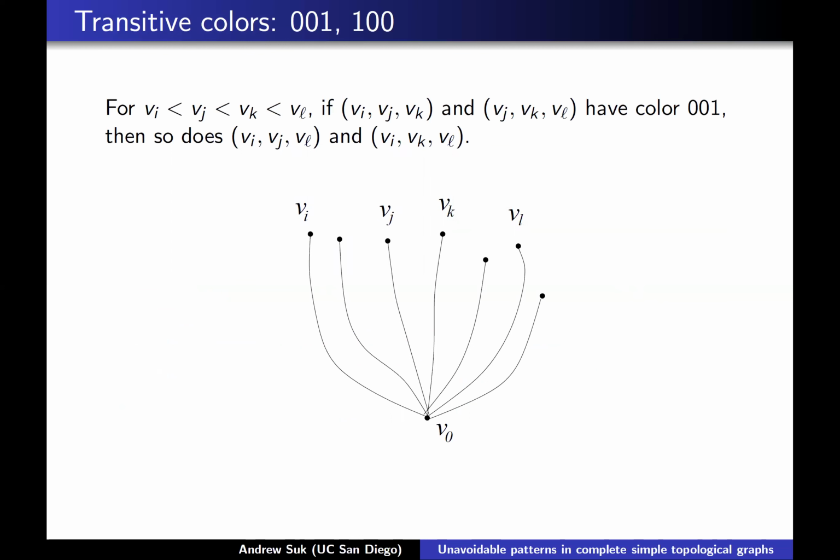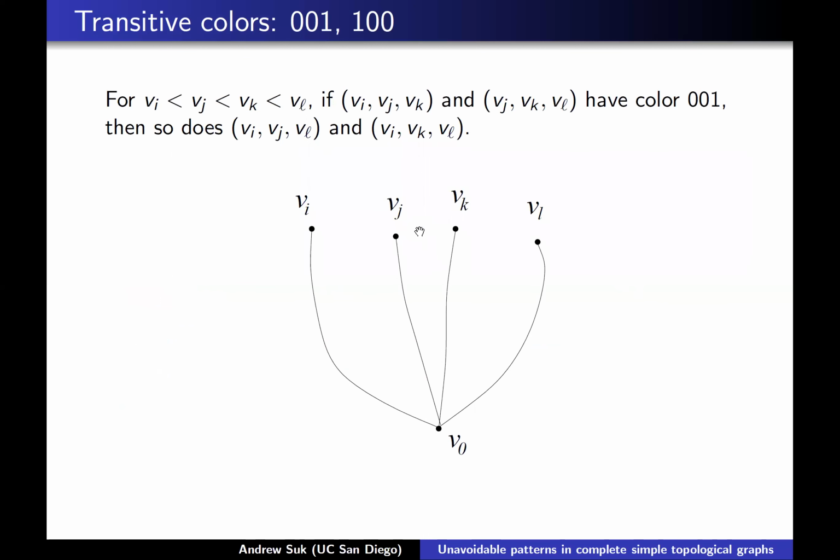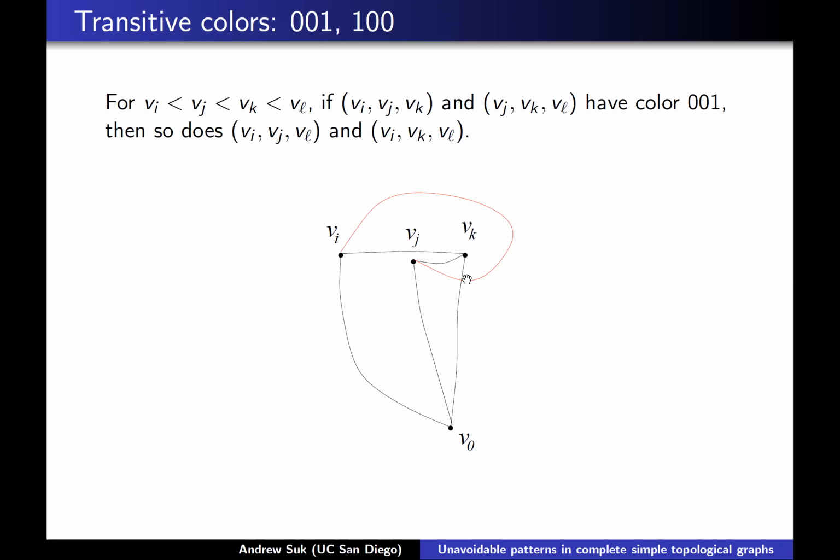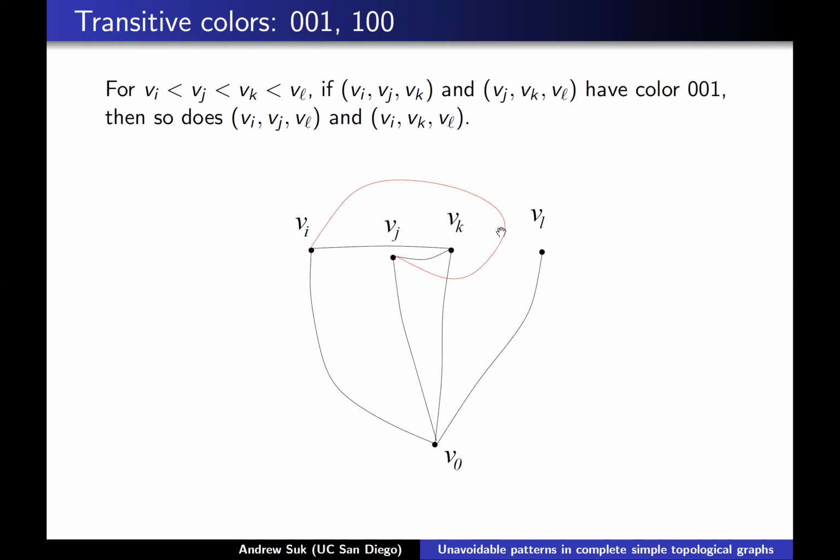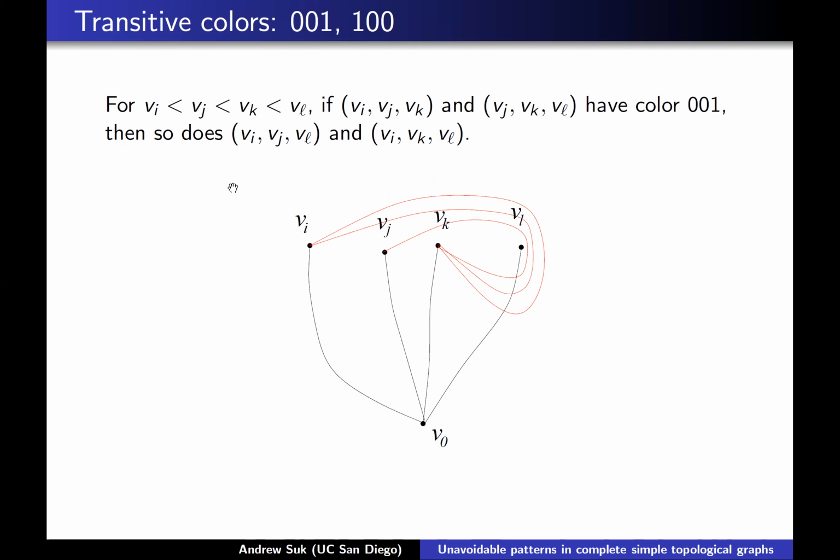The first observation we make is that we notice that 2 of the color classes are transitive, meaning that if I look at any 4 vertices, Vi, Vj, Vk, and Vl, if I know that the first triple, Vi, Vj, Vk, has the 0, 0, 1 pattern, and if I know that Vj, Vk, Vl also has the 0, 0, 1 pattern, then I can conclude that actually every triple among these 4 vertices has the 0, 0, 1 pattern. And the same thing would be true for the 1, 0, 0 pattern.